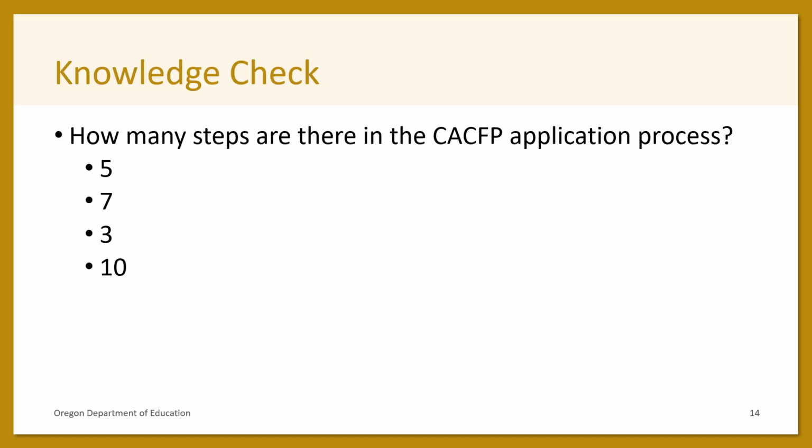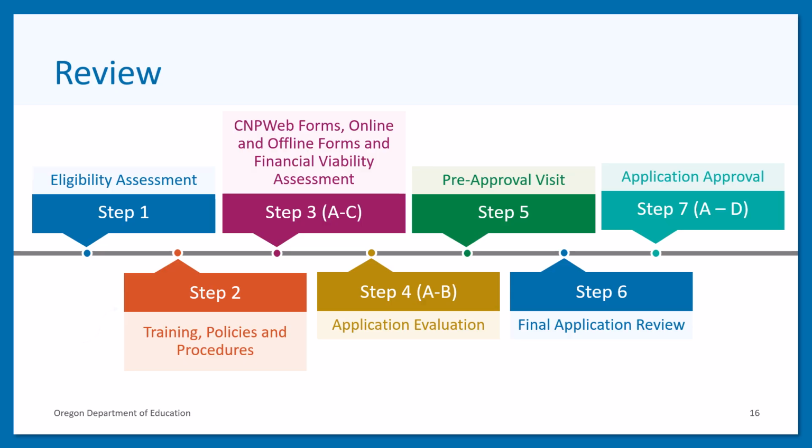Now for a knowledge check. How many steps are there in the CACFP application process? There are 7 steps in the CACFP application process. To review, there are 7 steps in total to the CACFP application process.